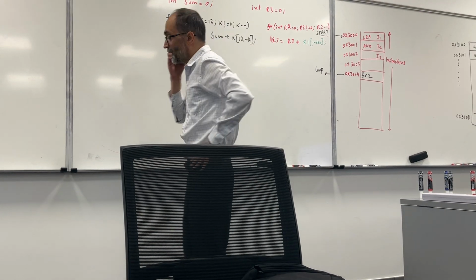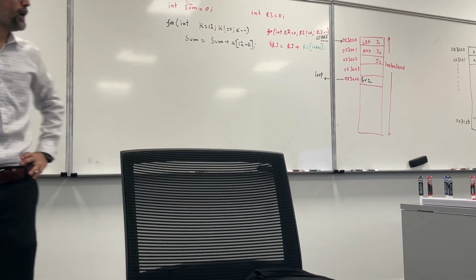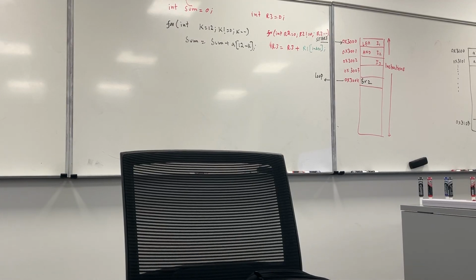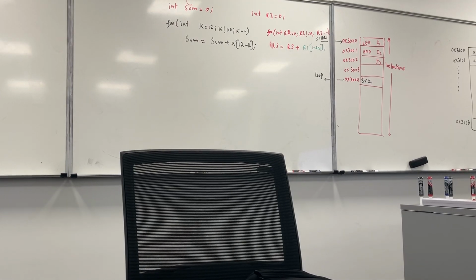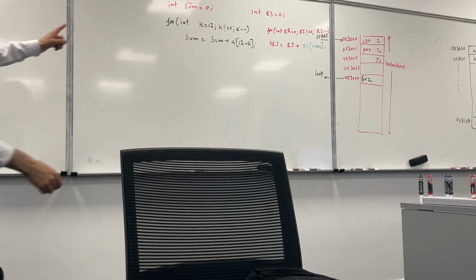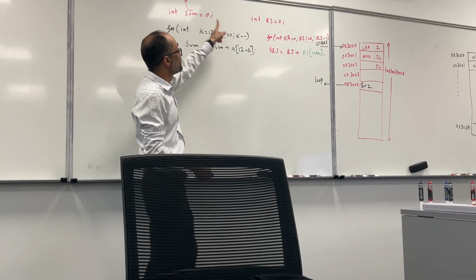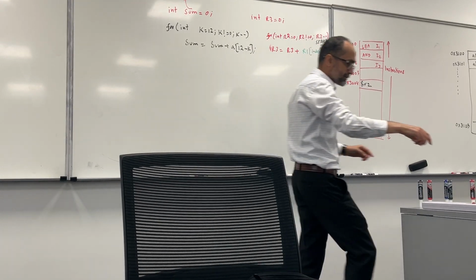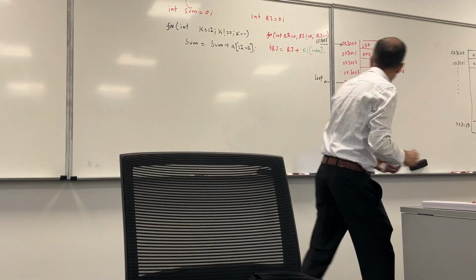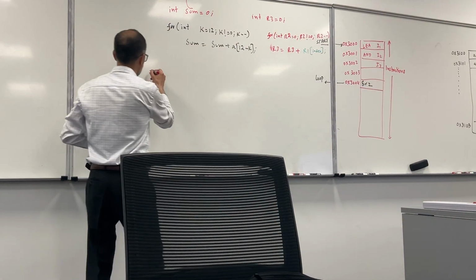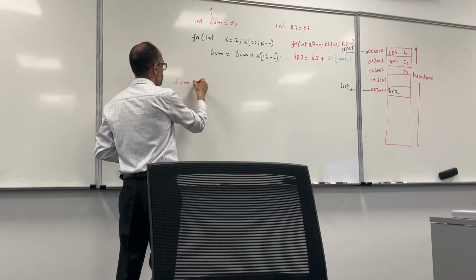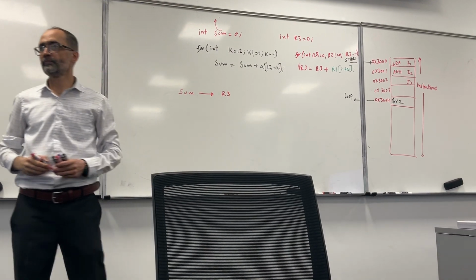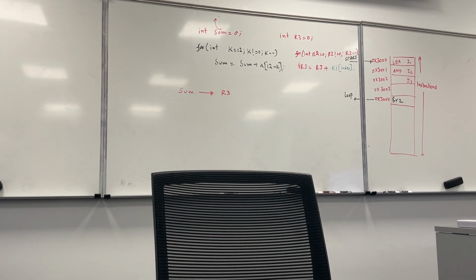If you look here, what we are going to do is add all the elements of the array and store the result in a variable sum. Where is sum mapped? To which register? R3. So in this program, sum is mapped to register R3. Clear?